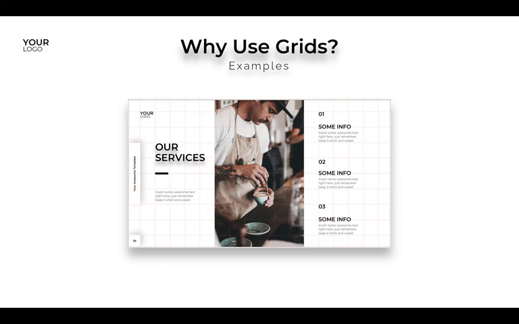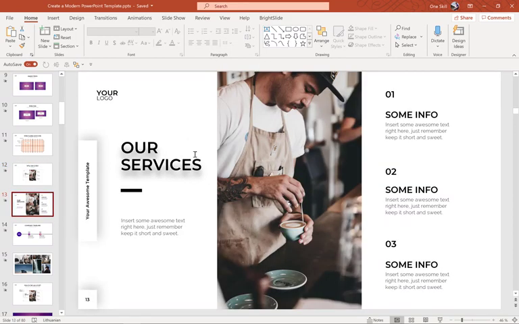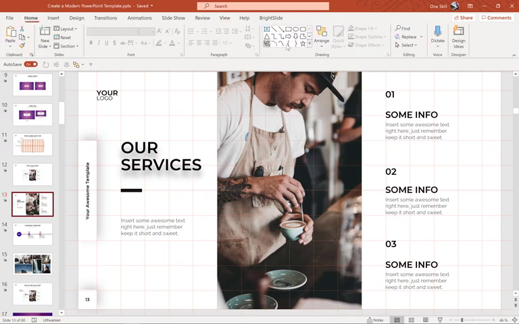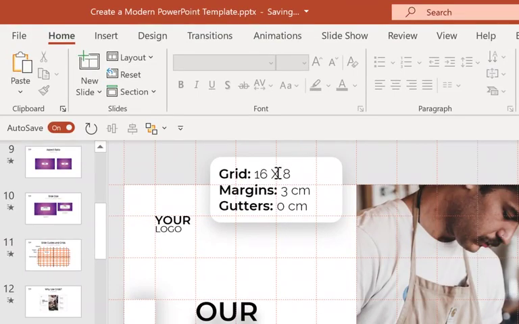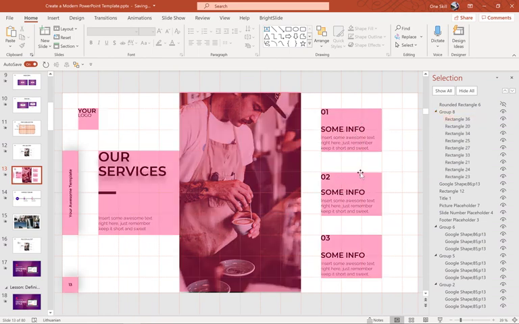But you might have a question, why should we use grids in the first place? So let me show you a couple of examples why grid is pretty much useful. So let me just activate guides. As you can see, I have created some guides in this template. Let me just go to selection pane and show you some information about this grid. So I have created a grid 16:8. We have 16 columns, we have 8 rows, we have a margin of 3 centimeters, and we have no gutters, so no spacing between the columns. Alright, and now as you can see, all of the slide content is nicely positioned on the grid.